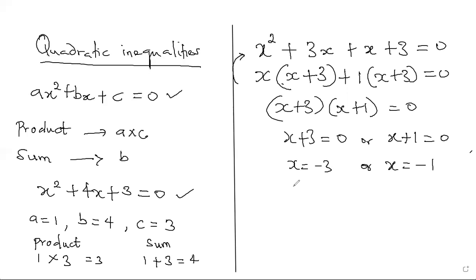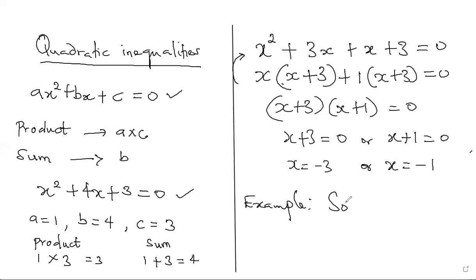Sometimes the product and sum might be trickier than this, but that is the procedure. Now I'll go to inequality. In quadratic inequality, instead of having the equal sign, you will have the inequality sign, like less than or equal to, and so on. So let's say you have an example.